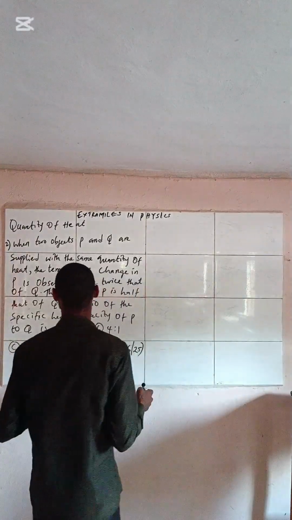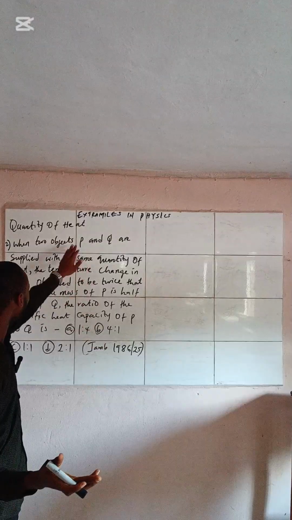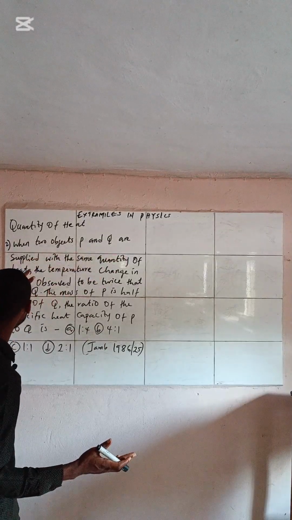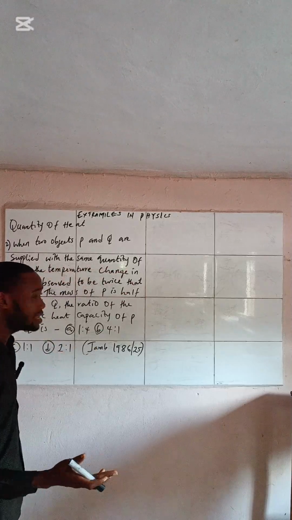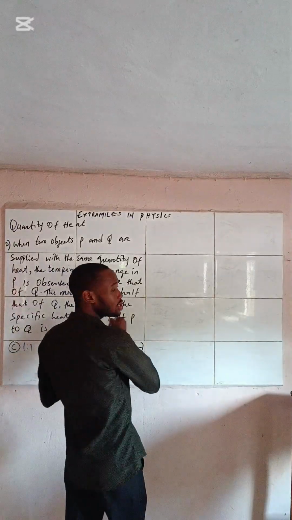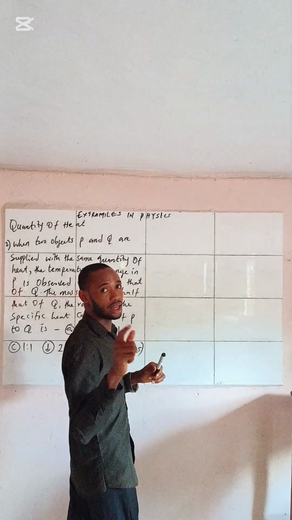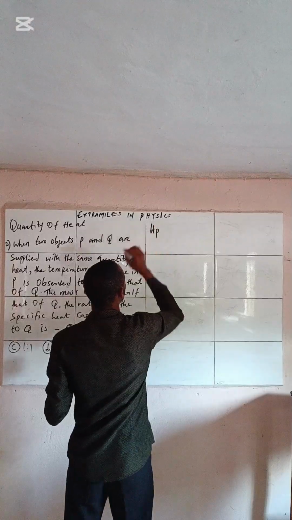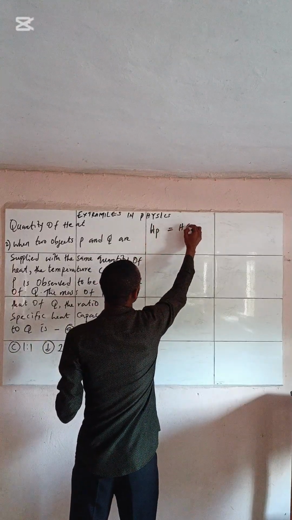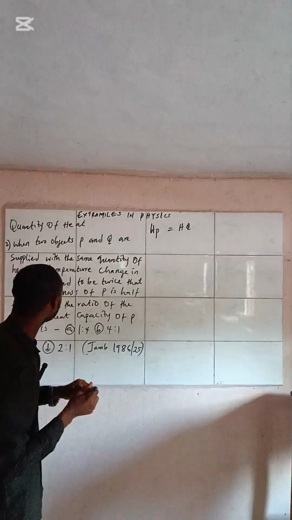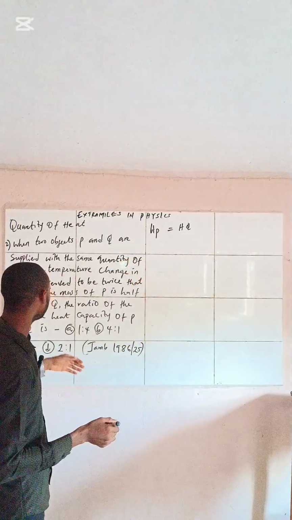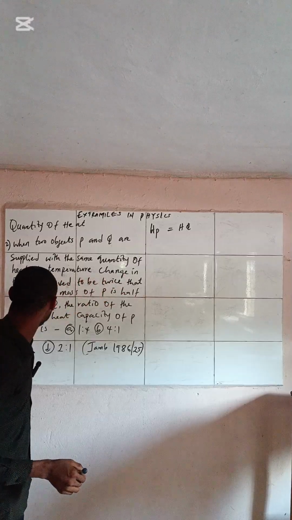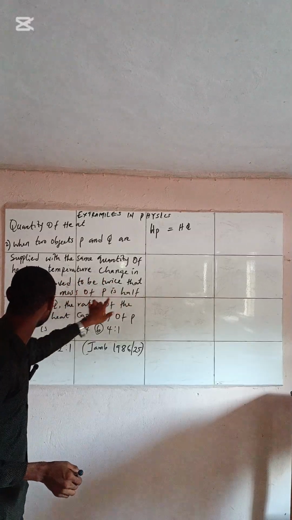If we want to bring out our parameters, what do we have? Two bodies here, P and Q. When two objects P and Q are supplied with the same quantity of heat, let's call the quantity of heat for P, HP. So HP, see the capital letter here, is equal to HQ. That is the first thing. We're trying to represent this mathematically.